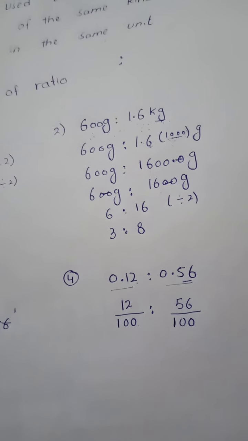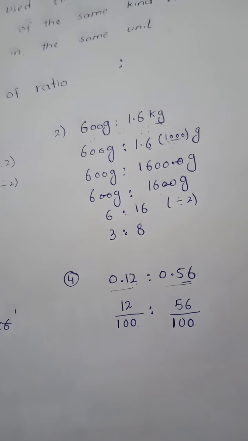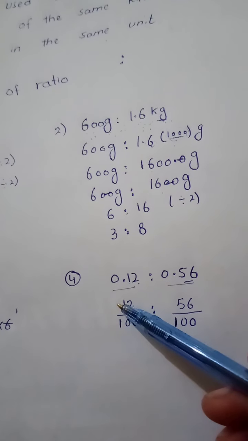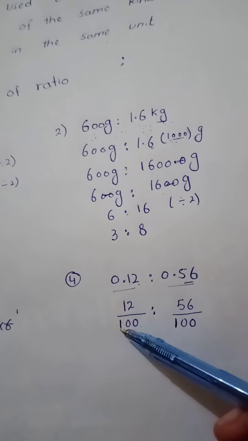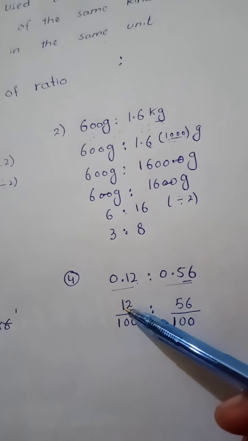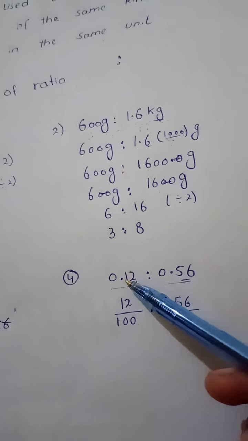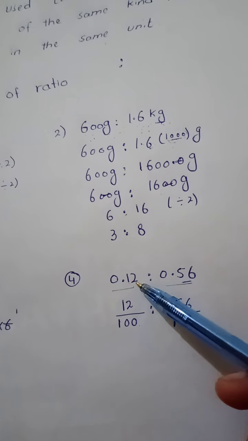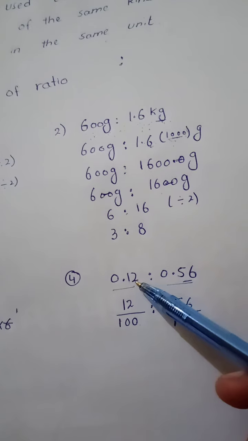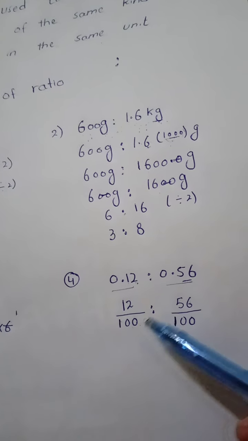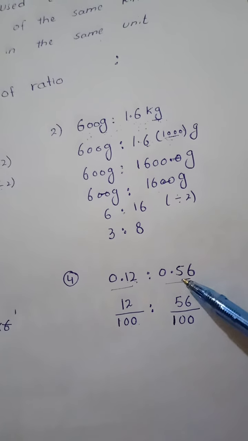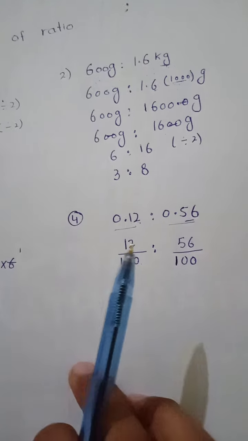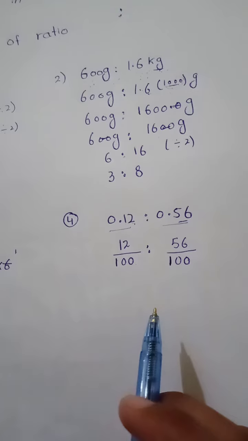When you have to remove the decimal, you will put 1 under the decimal, and then you will check how many digits are after the decimal. So you will put 0, right? 1 and 2. There are 2 digits after the decimal, you will put 20. Similarly, you have 2 digits after the decimal, you will put 20. Now it is 12/100 ratio 56/100.